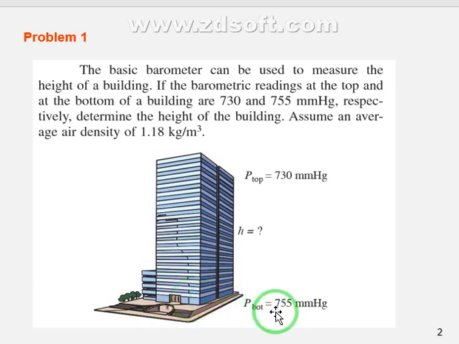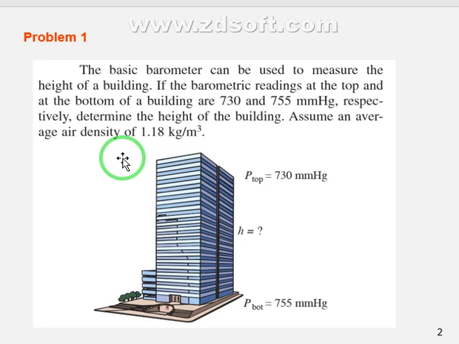We find it 755 millimeters Hg, and at the top we found the pressure 730 millimeters Hg. So how can we estimate the building height if we know that the density of air in that area is 1.18 kilogram per meter cubed?